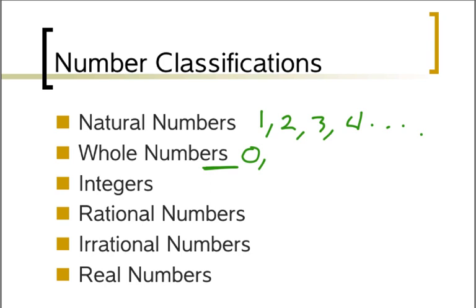We learned in kindergarten or first grade about the concept of nothing, so we say 0, 1, 2, 3, 4. So the difference between those two sets is natural numbers don't include 0, whole numbers do. So whole numbers, it's got the O in there, so that helps me remember that it is 0 inclusive.